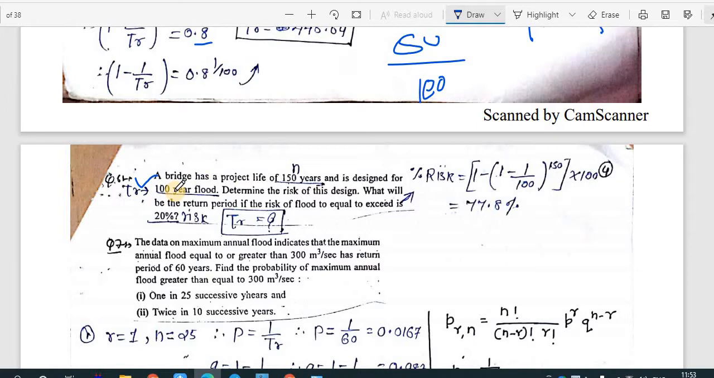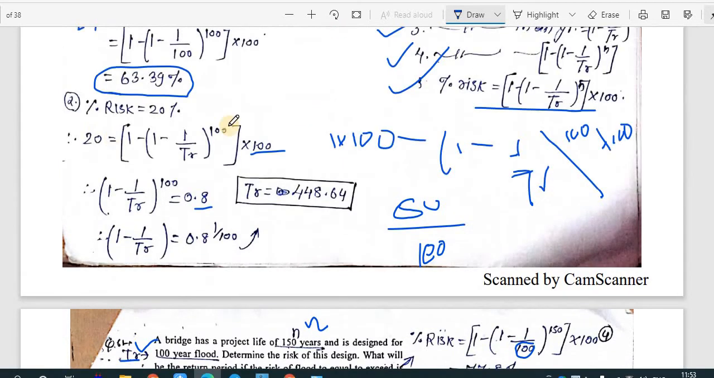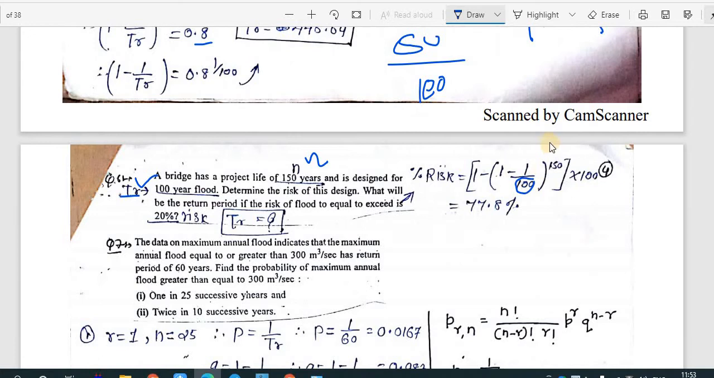After that, next question is: a bridge has a project life of 150 years. So the value of n is 150 years, and it is designed for a 100 year flood. So TR value is 100 years. Determine the risk of the design. So we are going to use this formula 1 minus 1 by 100. TR value is coming out to be 100, and n value is taken as 150, into 100. So the percentage risk is coming out to be 77.8.